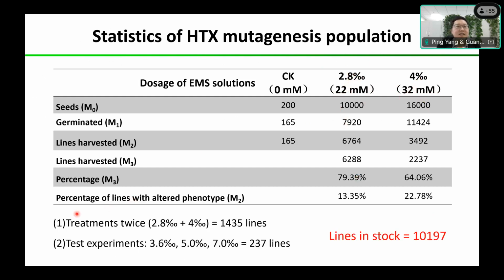In addition, we also tried to perform a second EMS mutagenesis treatment, and we got more than 1,000 lines. Also, we included the material from the test experiment, as I mentioned before. So finally, we got stocks with more than 10,000 lines, with the seeds available.